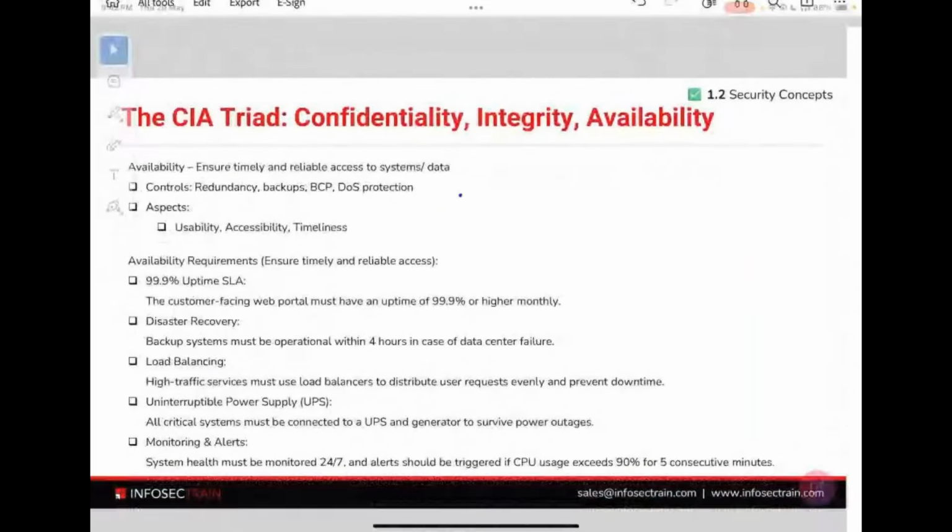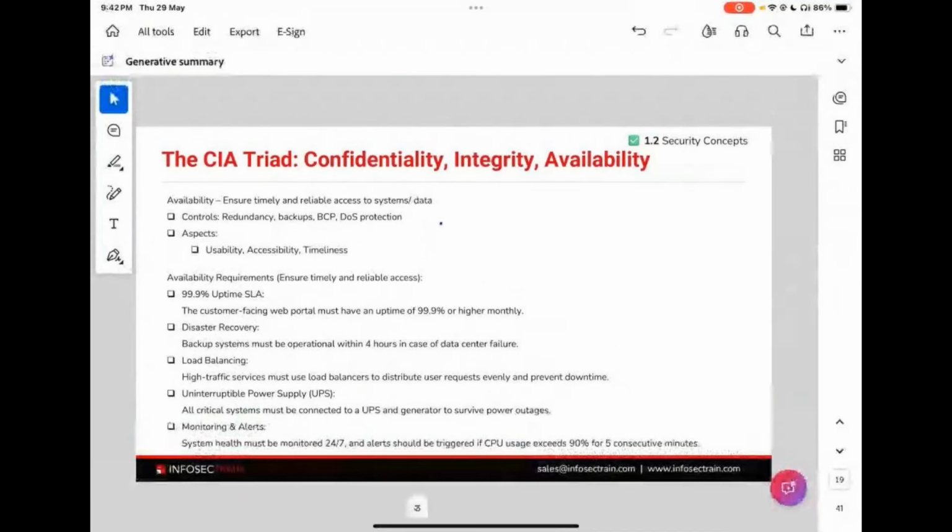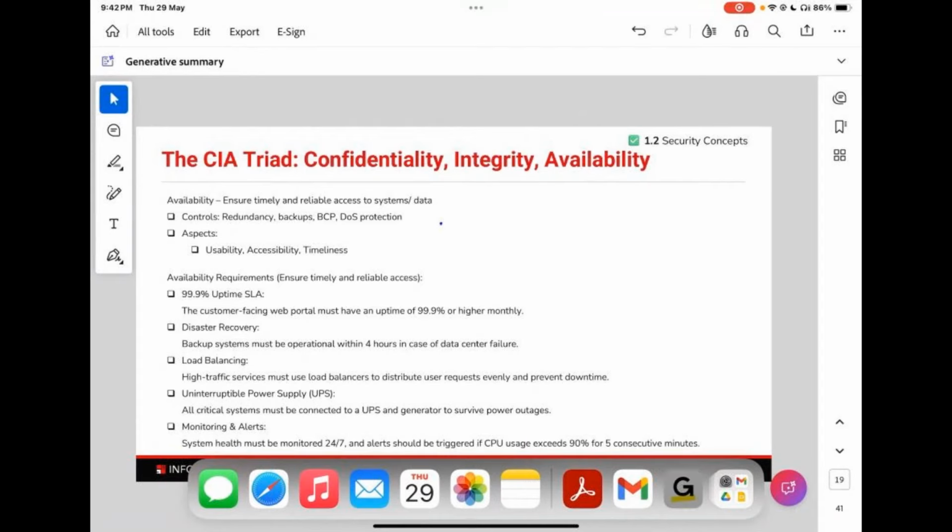I'll do a quick time check now. Rekha, how are we positioned on the time? I think we've almost spoken for an hour or a little more than that.